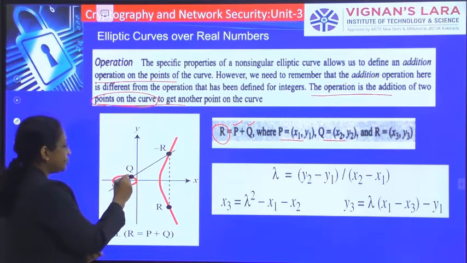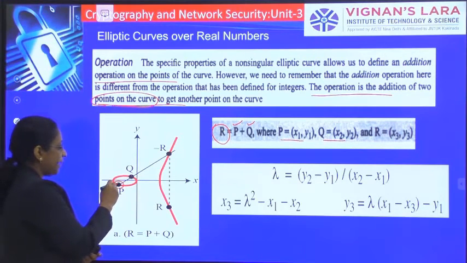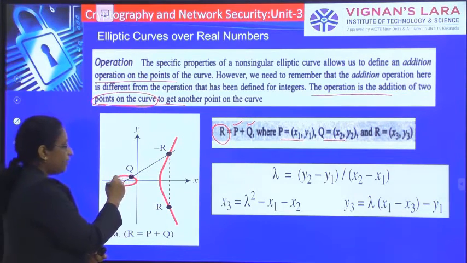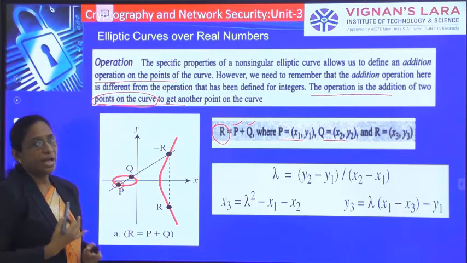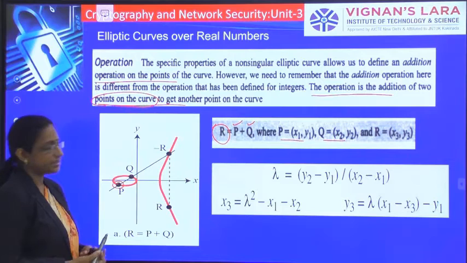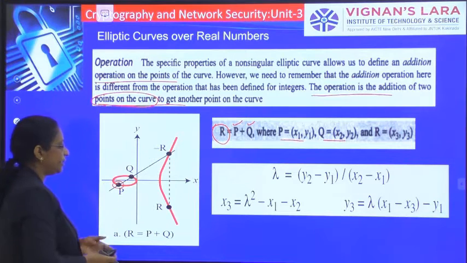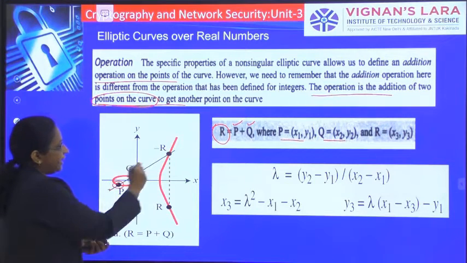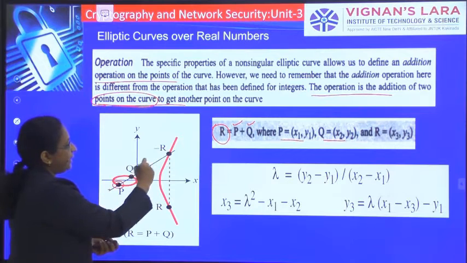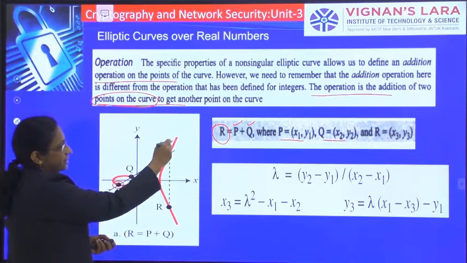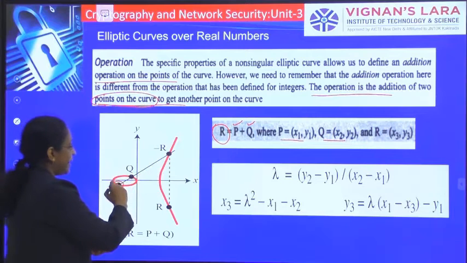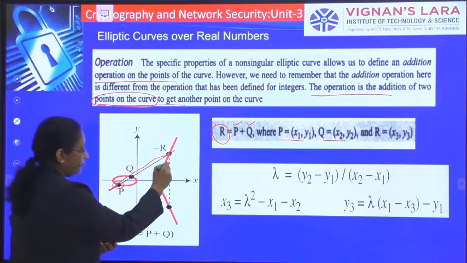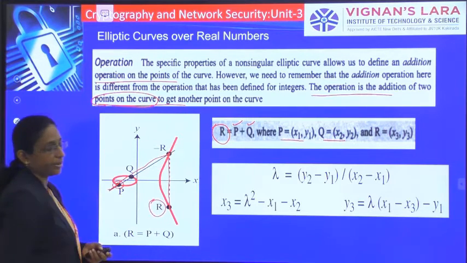Now I want to add these 2 points. One point I have taken on this curve, P, and another point I have taken on this curve, Q. Now I want to add P plus Q. To add P plus Q, what I have to do is draw a tangent line that goes through this P and Q, like this. We will be drawing a tangent line such that it intersects the other curve, and the reflection of this will be my resulting point.